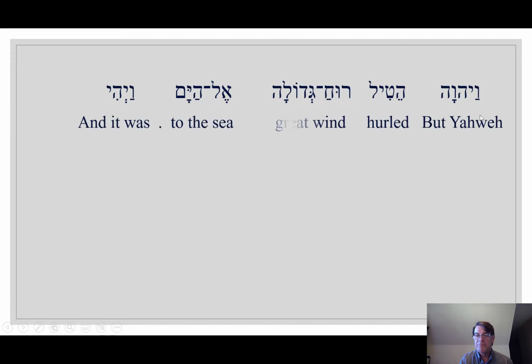But Yahweh, and I translate it as "but," it is "and," but normally "and" is on a verb at the beginning of a word. So the fact that it's on a noun suggests it might be contrastive. But Yahweh, he hurled a ruach gadolah, a great wind.